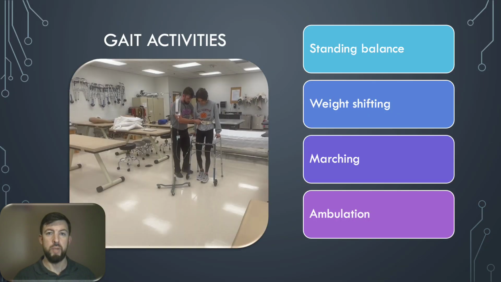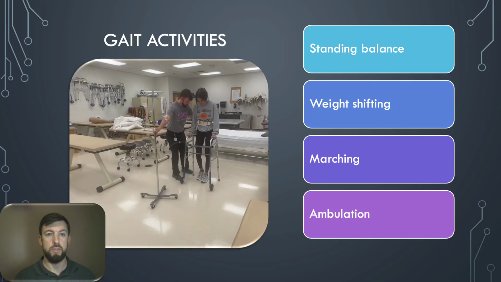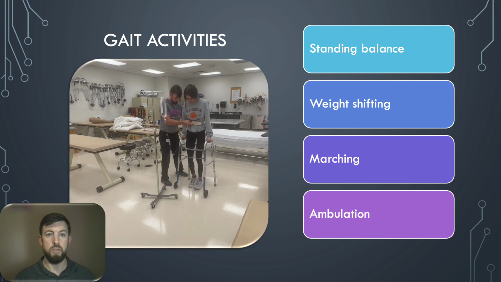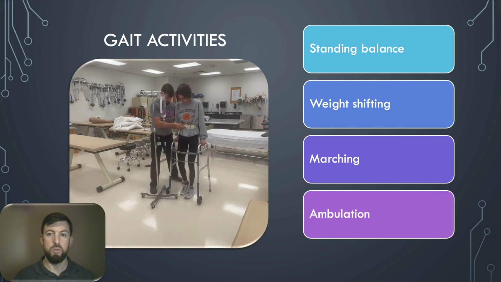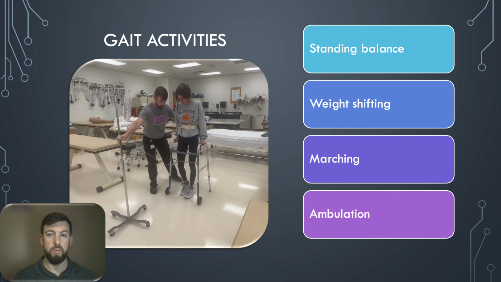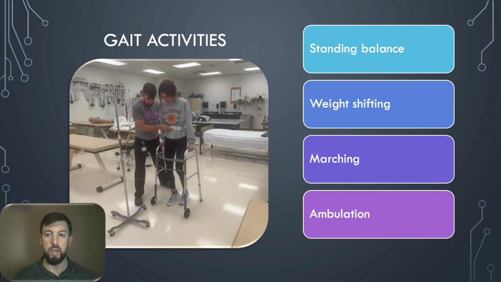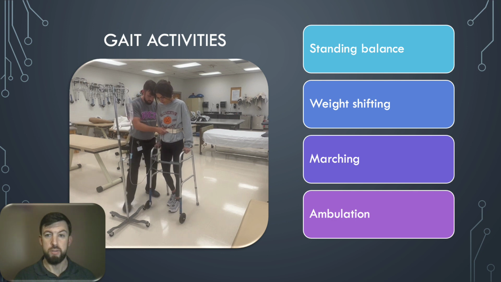Some gait activities we can utilize are standing balance, weight shifting, marching, and ambulation. With these activities, you want to teach the patient the correct gait pattern. You want to try to get them to be as compliant as they can be with weight-bearing status, giving verbal cues as needed.